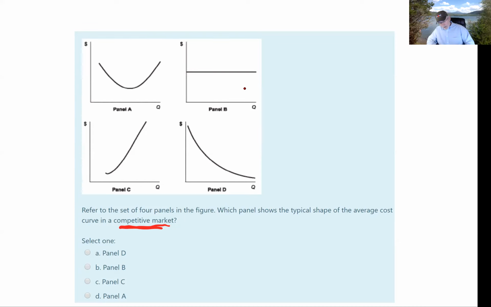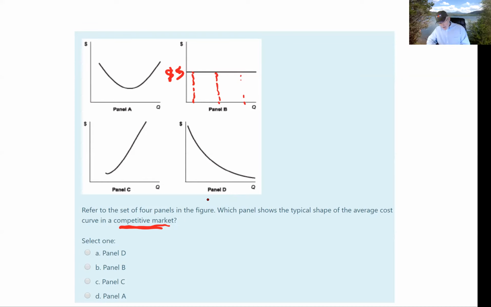It's horizontal, okay? So that means that if the firm is not producing very much, their marginal cost is going to be here, say $5 per unit. If they're producing significantly more, $5. Even more, $5. That horizontal line means the marginal cost is the same, no matter how many units they're producing. What does panel D mean? Ask yourself that question. Negatively sloped curve. What does that tell you?